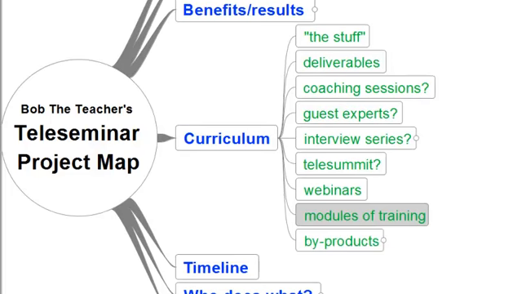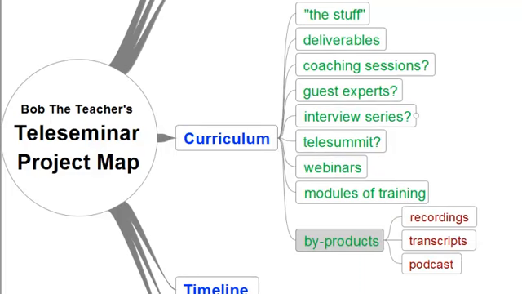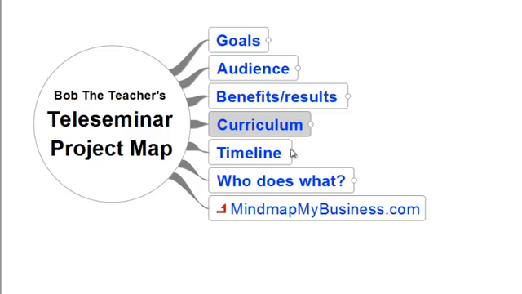And also you want to consider in your teleseminar project what kind of byproducts you are going to produce. For example, the recordings, the transcripts, maybe even convert some of what you do into a podcast. So once you have your curriculum designed in your project map, then you can start looking at your timeline. And the big focus I want you to have with your timeline is to start with the end in mind.